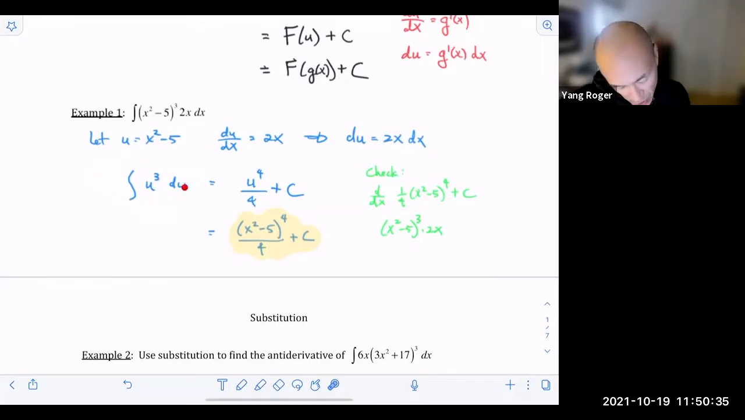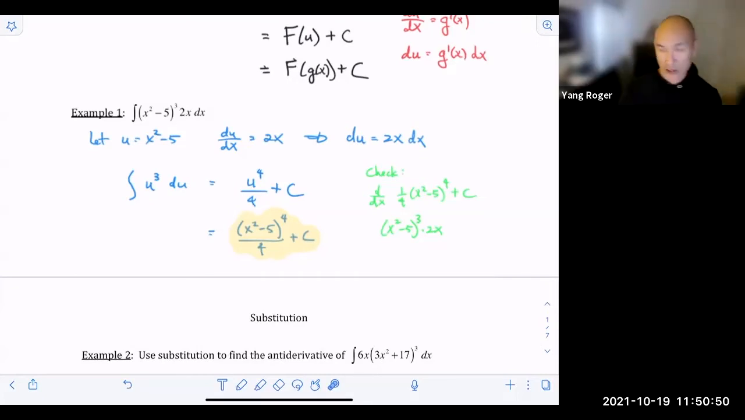But that's in terms of u. I take the antiderivative, and then I substitute back. So replace the u back. Okay, so this is how integration with substitution works.